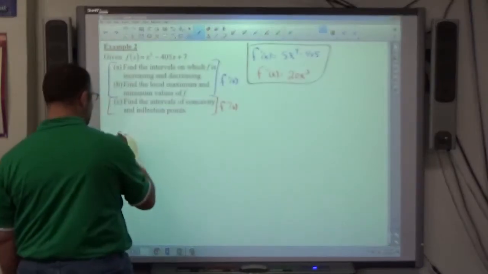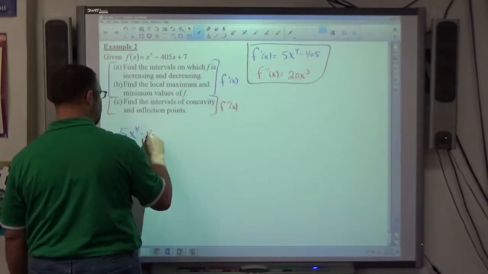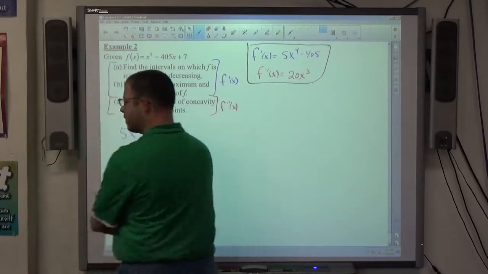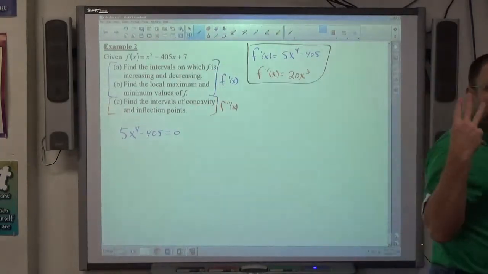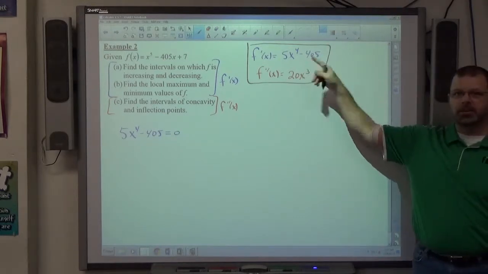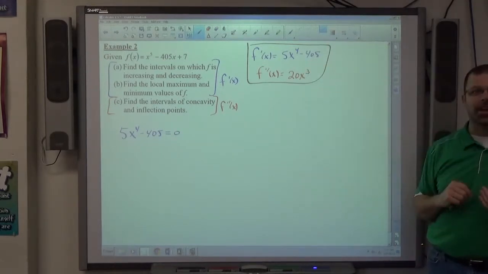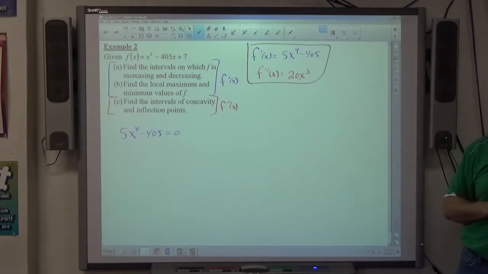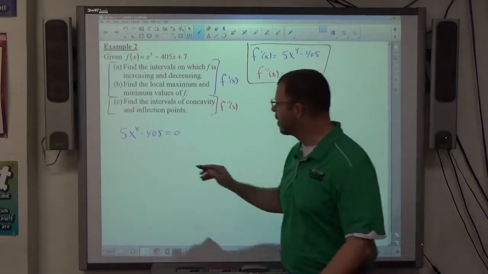All right. So for increase, decrease intervals, I'm looking for critical numbers of the first derivative, so I'm going to take the derivative expression 5x to the fourth minus 405 and set it equal to 0. Again, there's a three-step criteria here. Step 1, derivative equals 0. Step 2, derivative's undefined, never. Step 3, endpoints, don't see any. So the only criteria that we have to consider here is the equals 0 criteria.